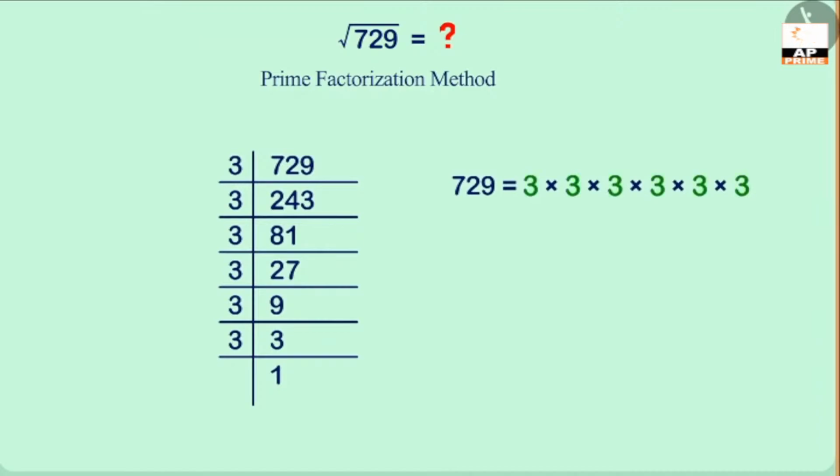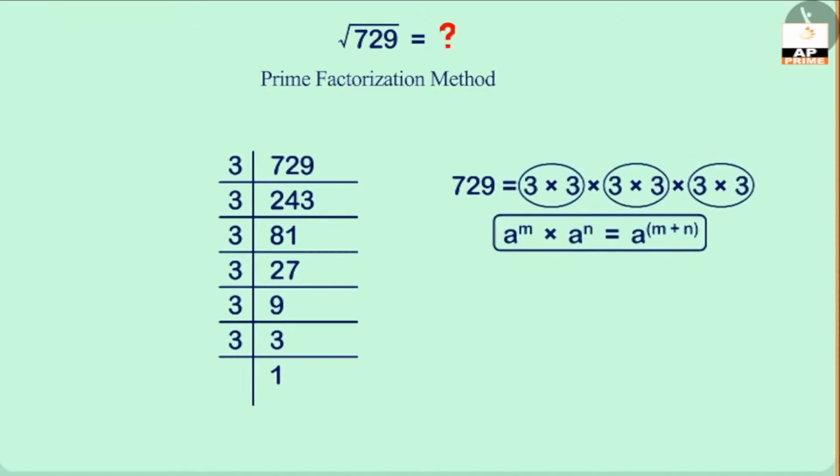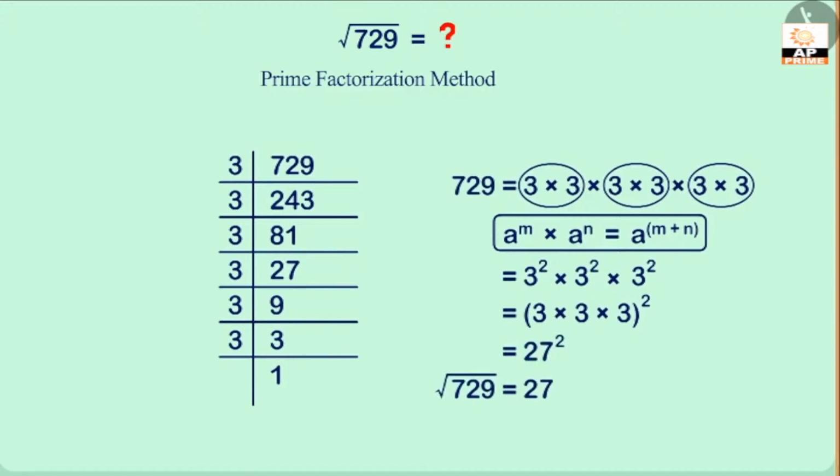Now we will see how many prime numbers are in pairs in this factorization. There are 3 pairs of number 3. By the laws of exponents, we can write this multiplication of factors as we get 729 as the square of 27. That is, we can say that the square root of 729 is 27. Thus, here we get the square root of the number 729.